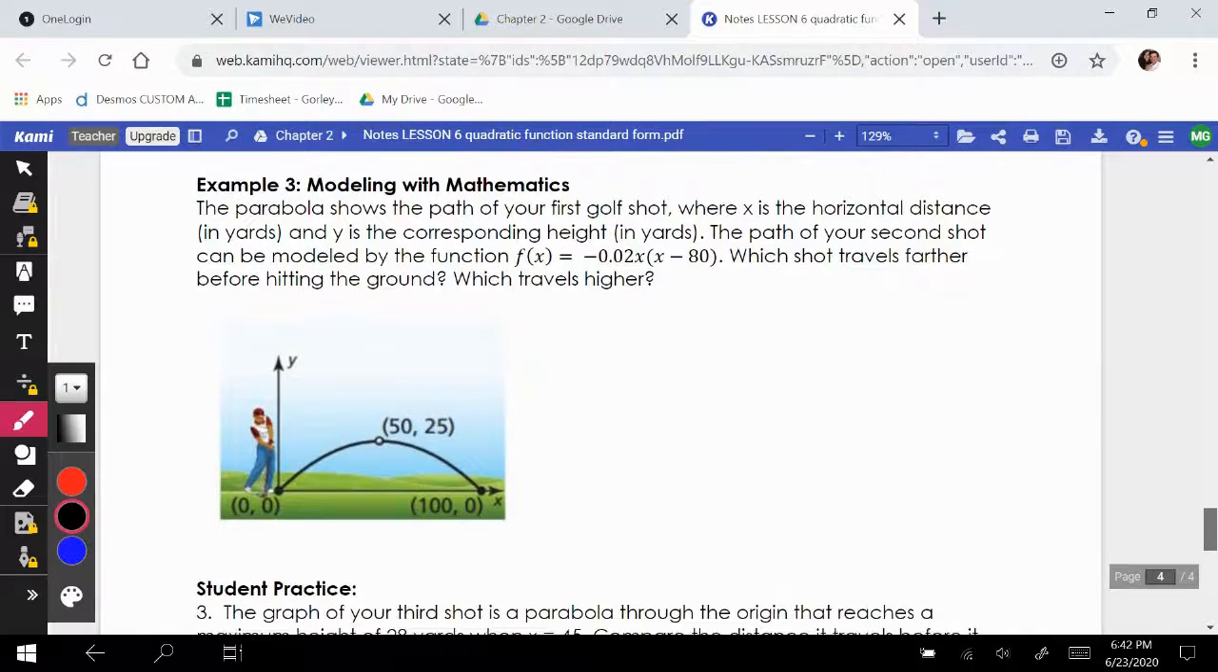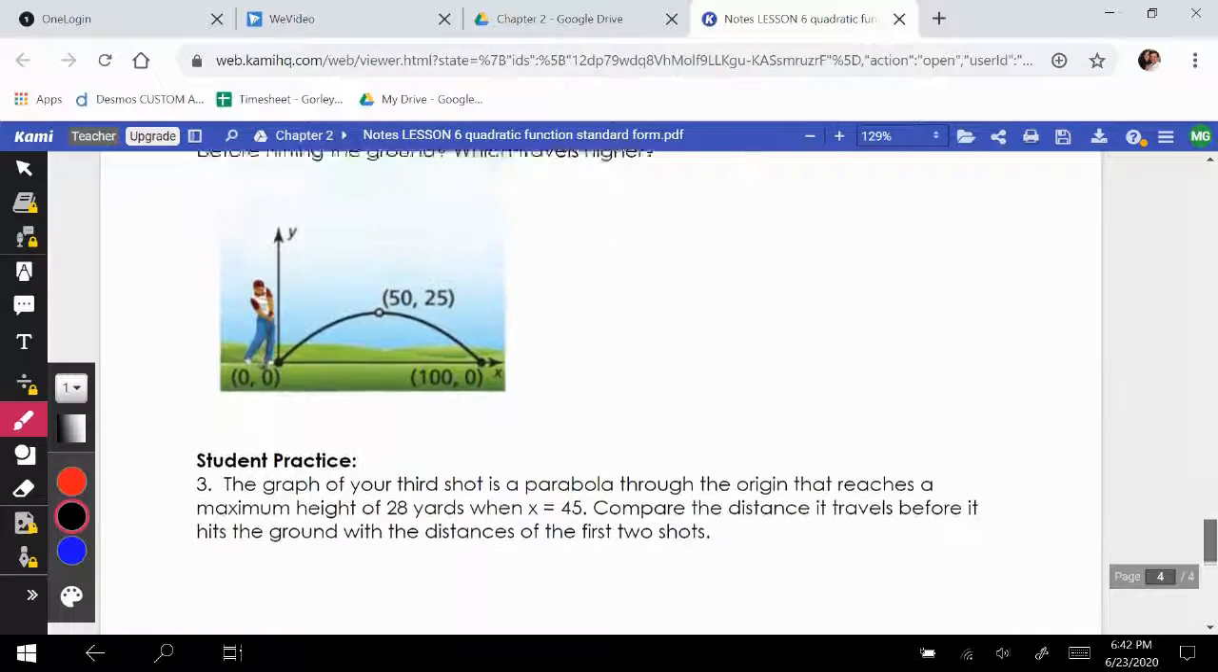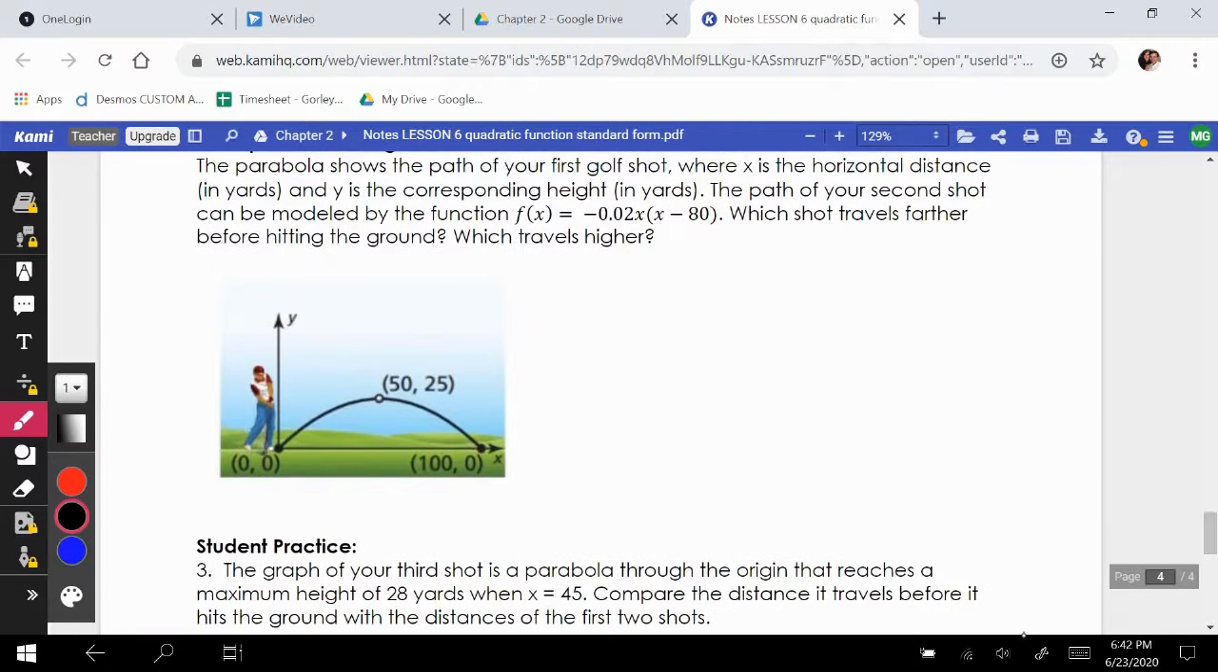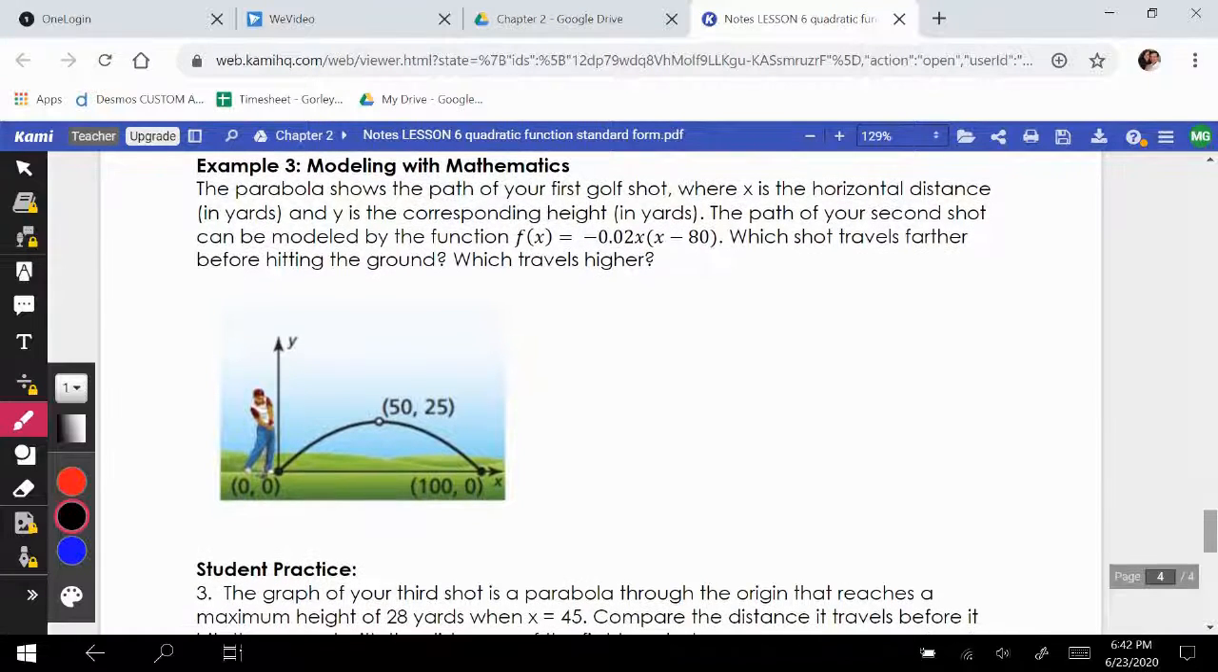If you want a challenge, go ahead and take a look at my note videos for example 3 and the student practice. It gives you some real world scenarios of where you might see quadratic functions show up.